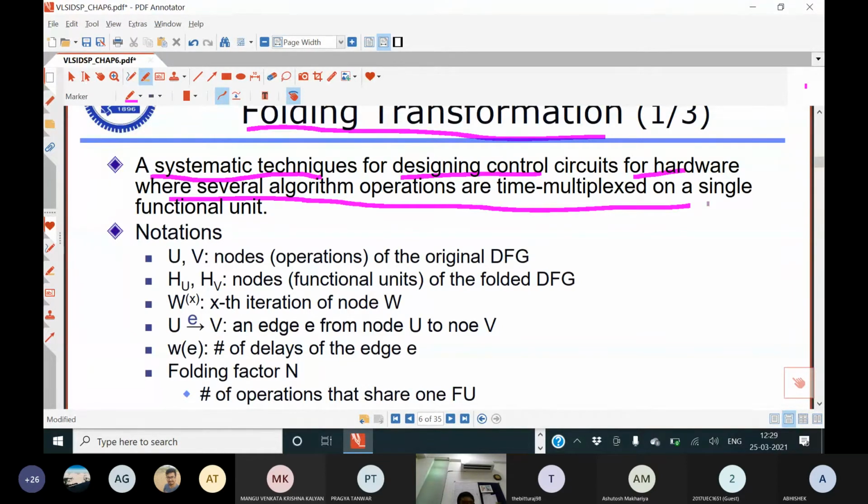So what you want is that the single functional unit should be capable enough to do multiple things. Please wait a while, I need to connect the charger. One minute.